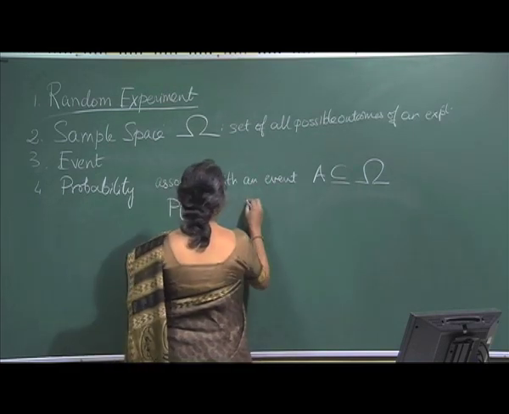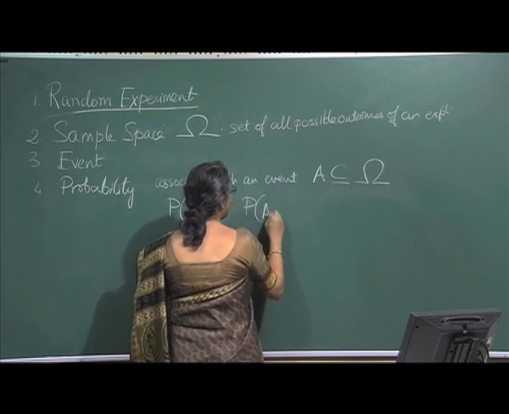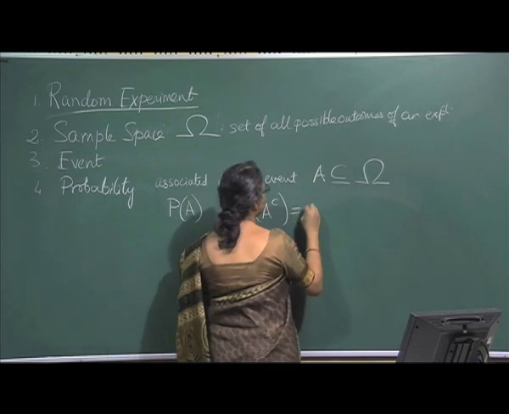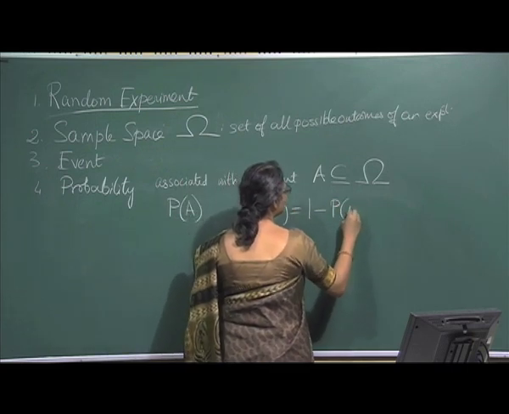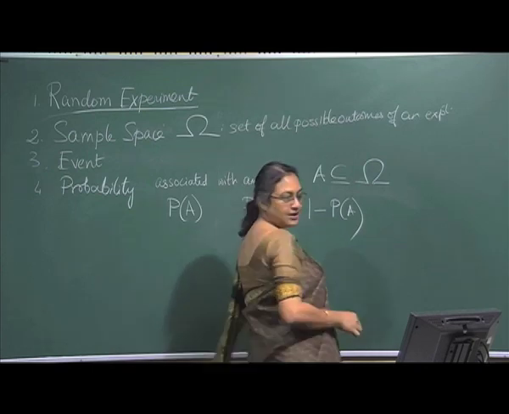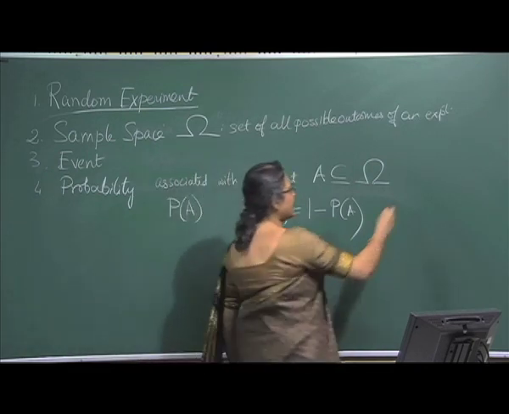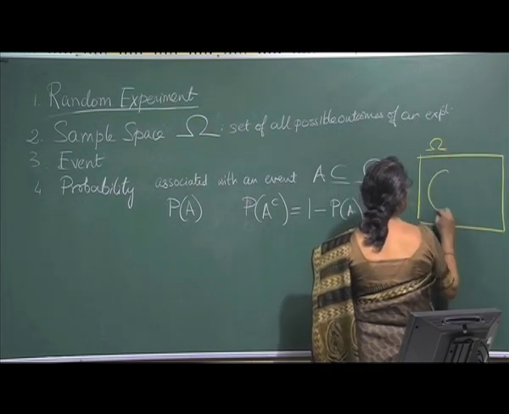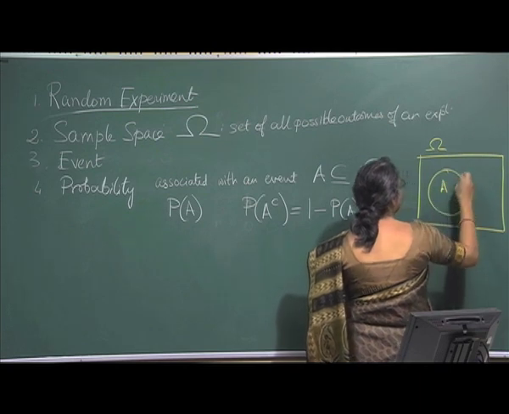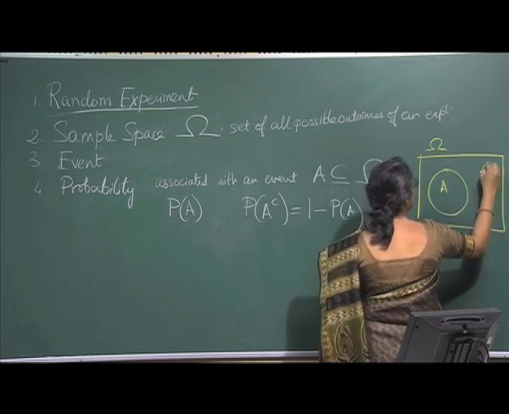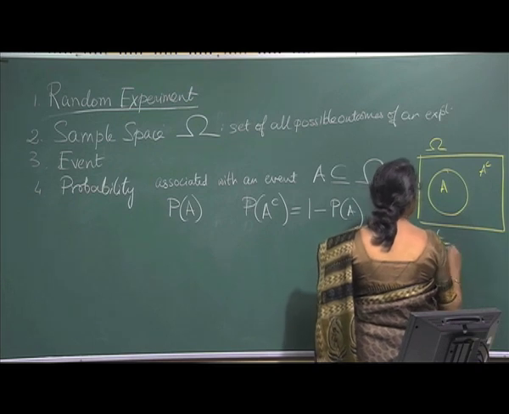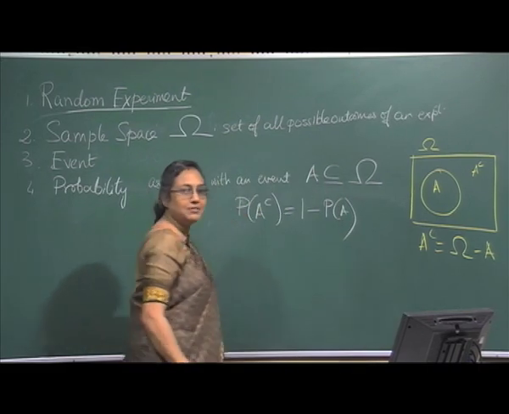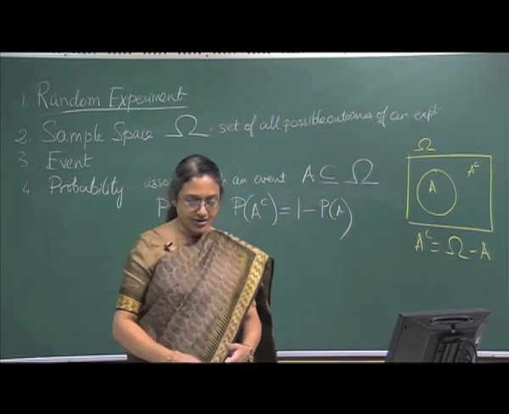And we can define the probability of A complement, the event A not happening, and this will equal 1 minus the probability of A. Because if you consider that this is the sample space and A is your event, then A complement is omega minus A, and the probability of A complement is 1 minus the probability of A.